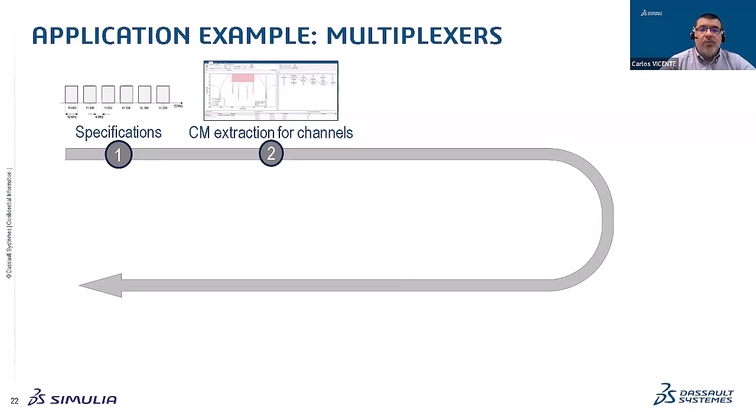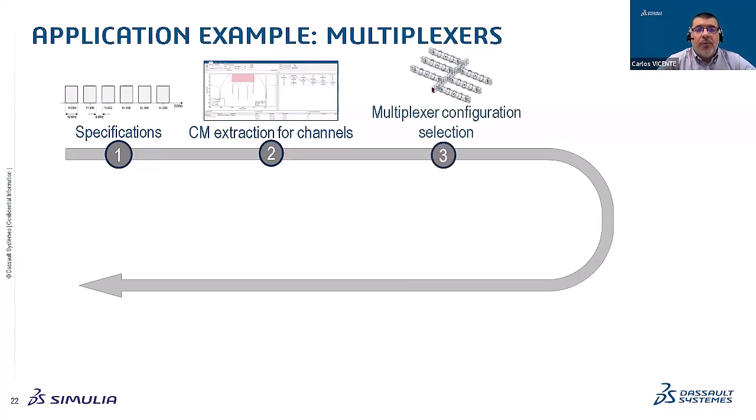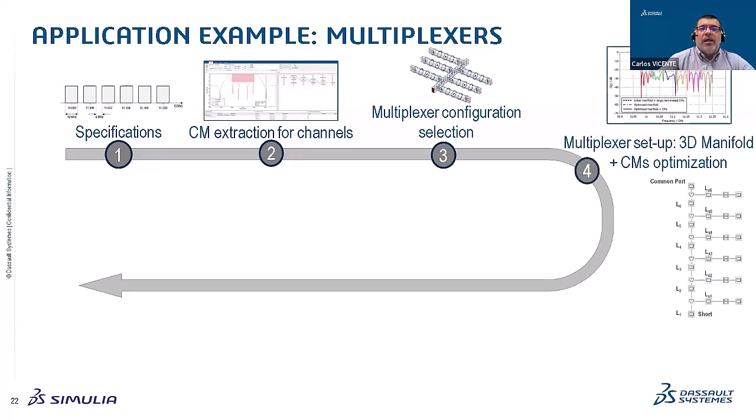At some point, you will need to decide which type of multiplexer configuration you want, and here we are selecting a manifold configuration in herringbone. So this is the type of multiplexer we want to design. The first thing you would do is basically to connect the 3D and the circuit worlds. This is one of the main advantages here.